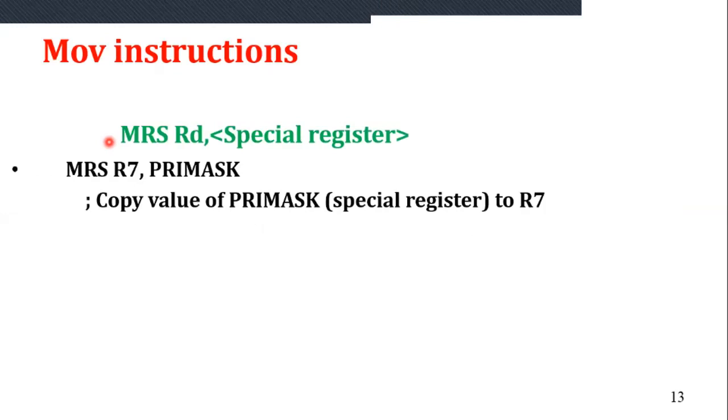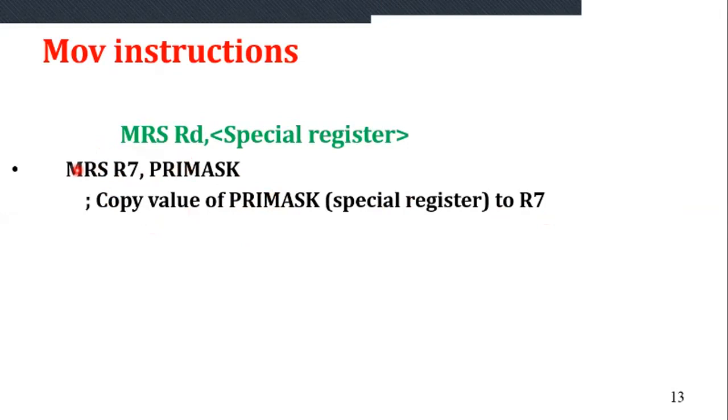Okay, so MRS is the opposite of that one. See here, it is MRS R7, comma, PRIMASK. Here PRIMASK is my special register. This copies the value of the PRIMASK special register to R7. If I want to read my PRIMASK value, whatever value is there, into my register, I can go for the MRS instruction.